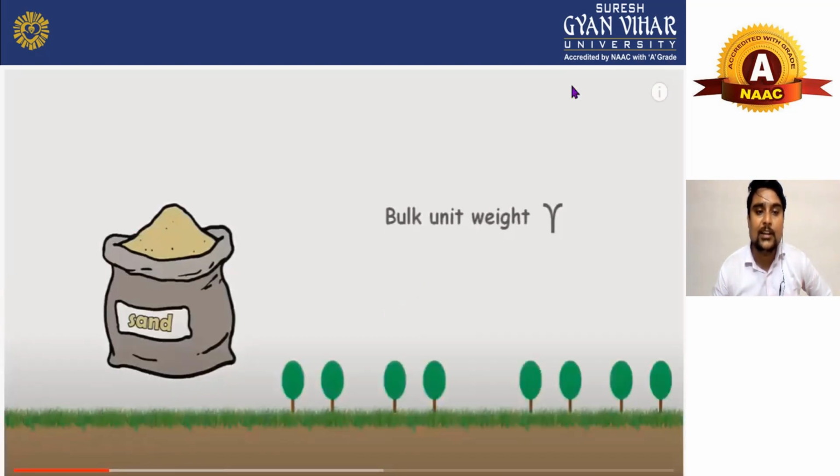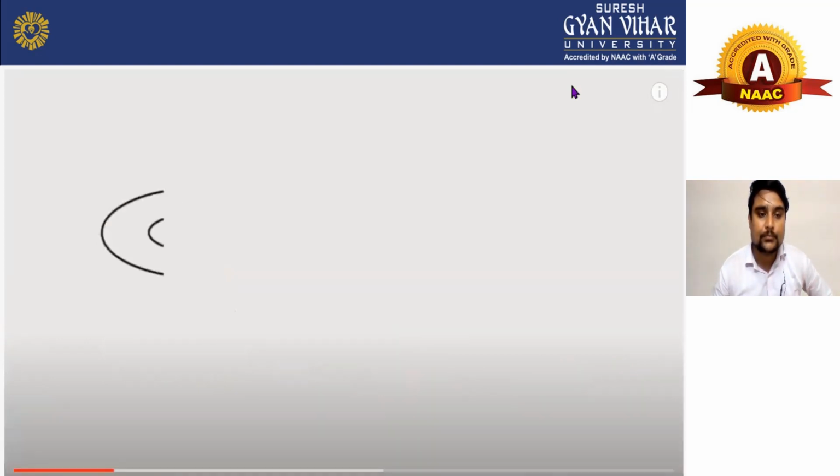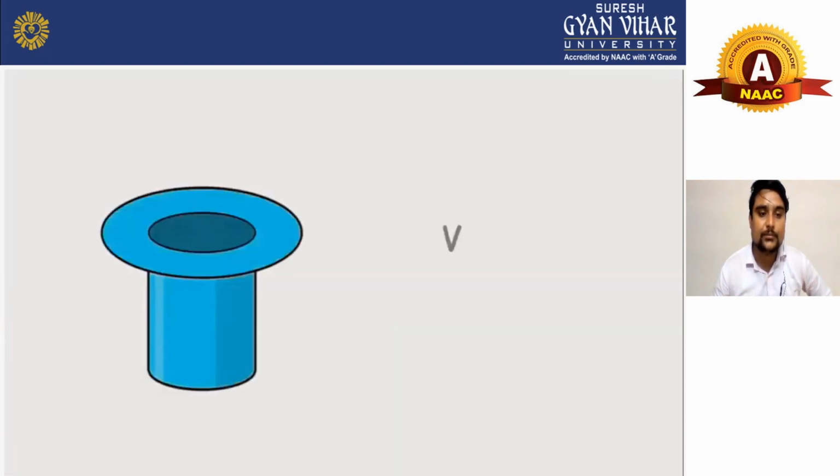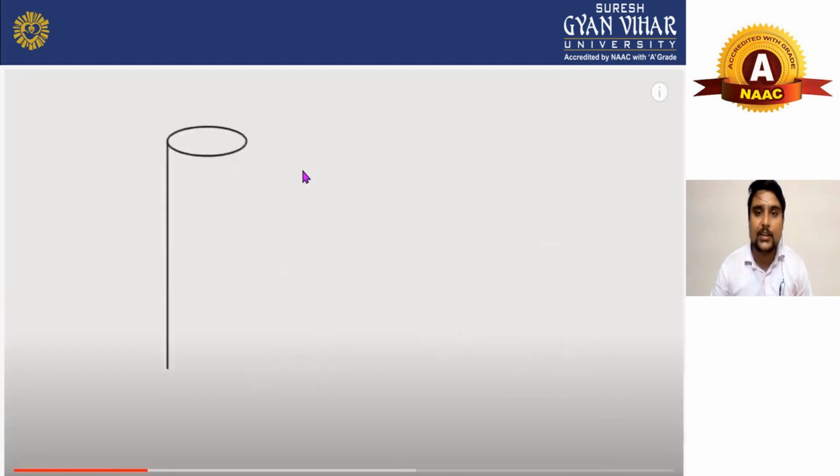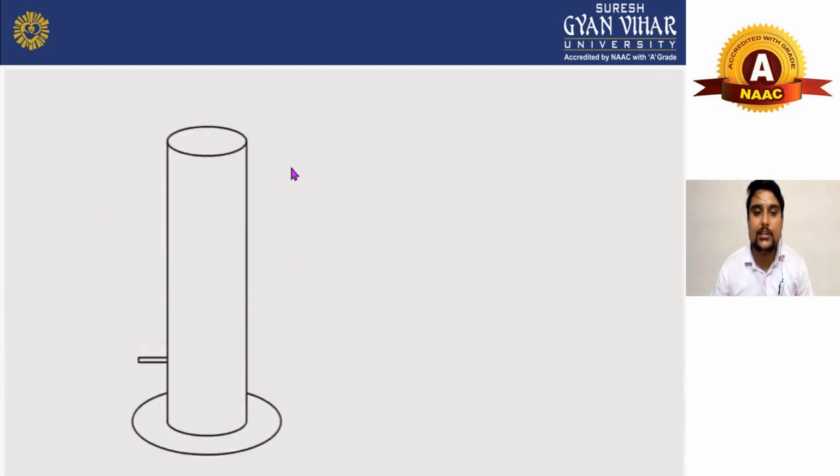Now you can see this is your field where you have to do this sand replacement method. This is very important: that is your diameter, and this is your height. The volume you can determine by pi h d squared upon 4. The volume of this cylinder will be equal to 1000 cc, that is, 1000 cubic centimeters.